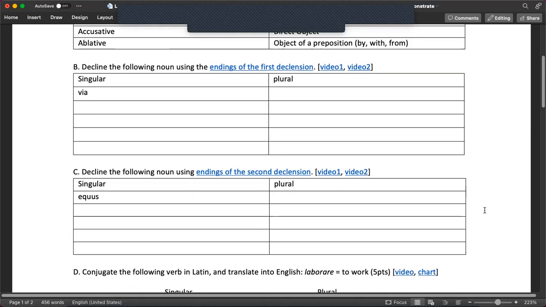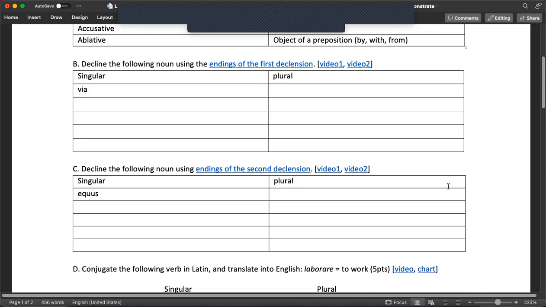Part B, decline the following noun using the endings of the first declension. If you click on that, it'll actually take you to a list of those endings, or you could look at these 2 videos. One of them is the high pause guy that we watched. Right, the forms that you're looking at go in order of the cases that are above. So the nominative form is the one that's provided for you. And all you have to do is remember what those endings were. If you need to sing them to yourself, you can.